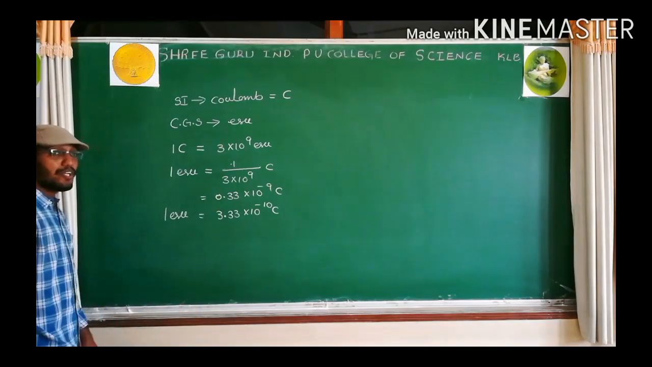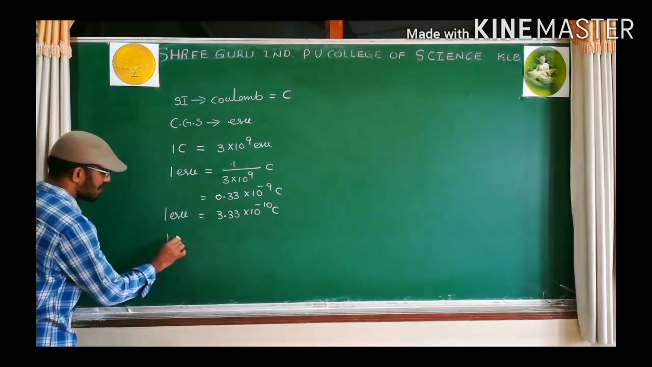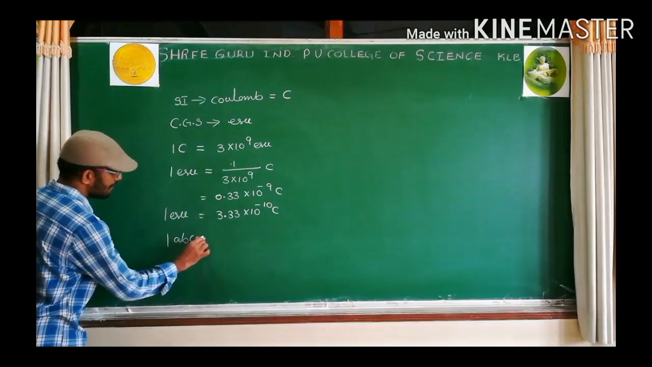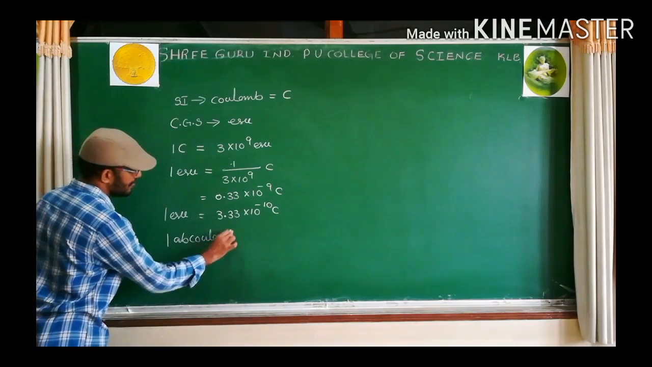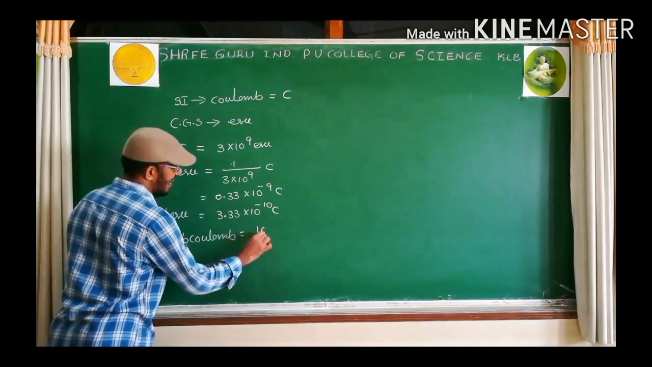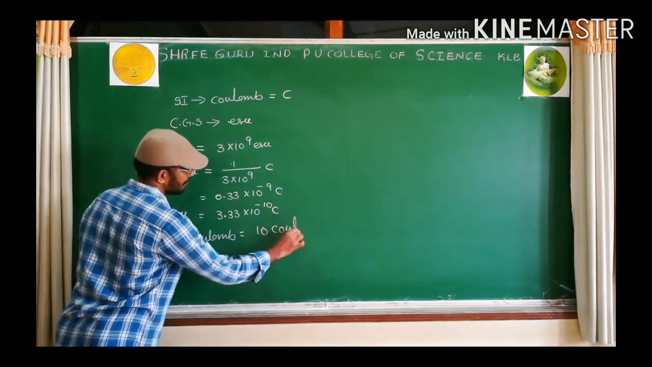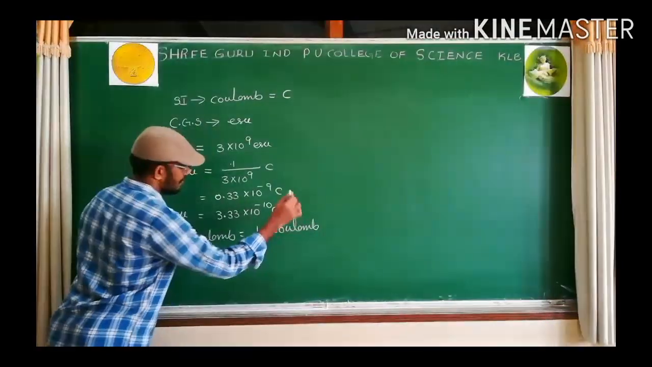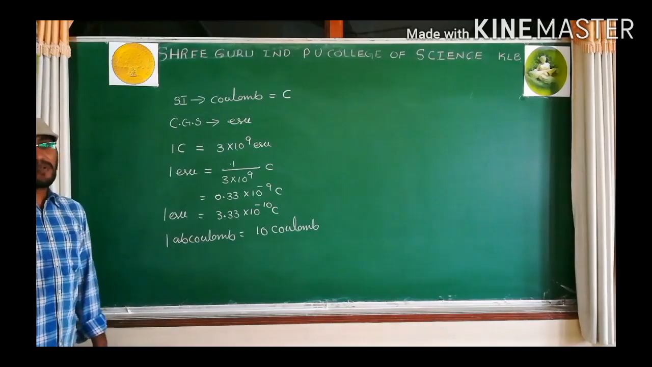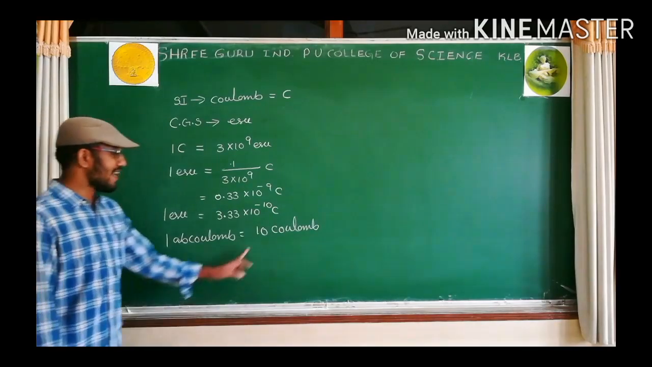There is another unit of electric charge, that is the absolute Coulomb. 1 absolute Coulomb is equal to 10 Coulomb. So, 1 absolute Coulomb is equal to how many Coulombs? 10 Coulombs.